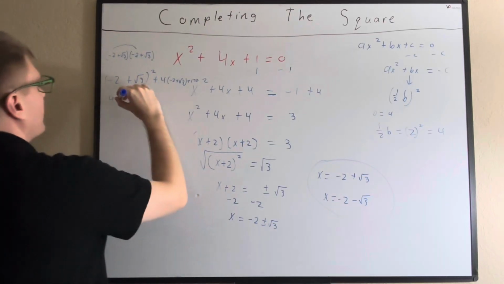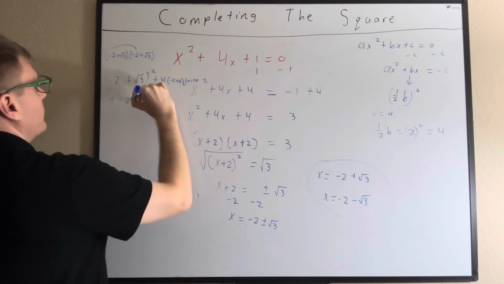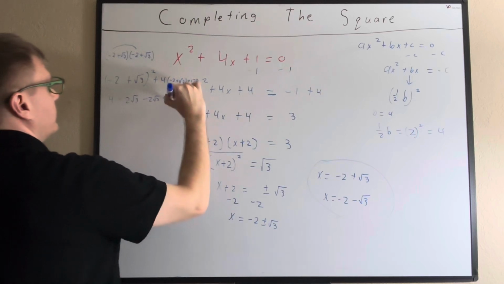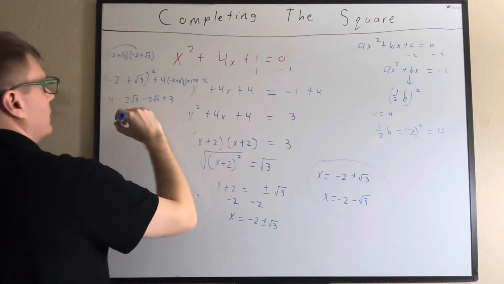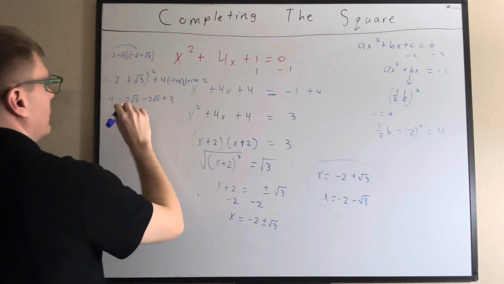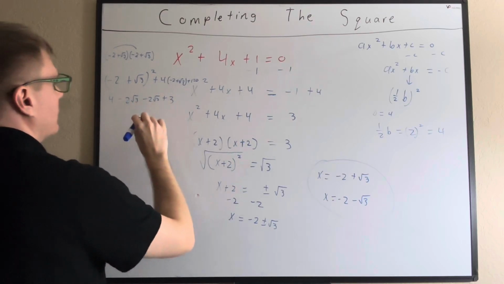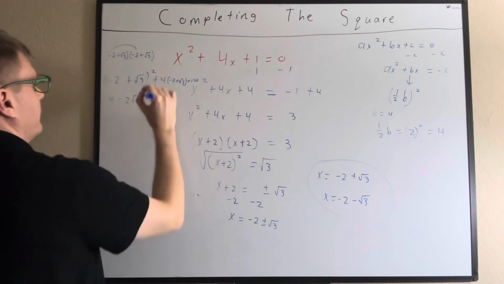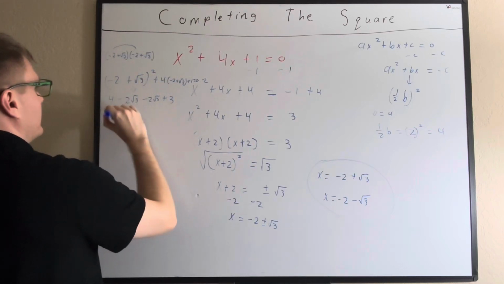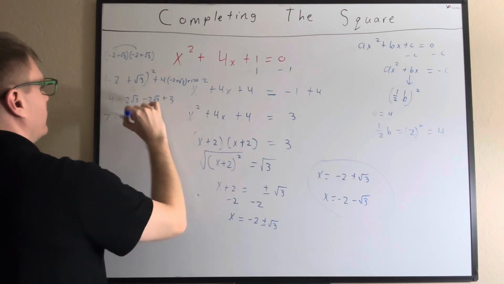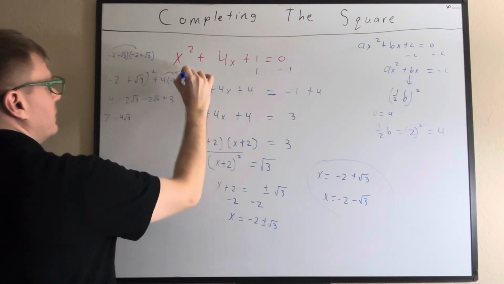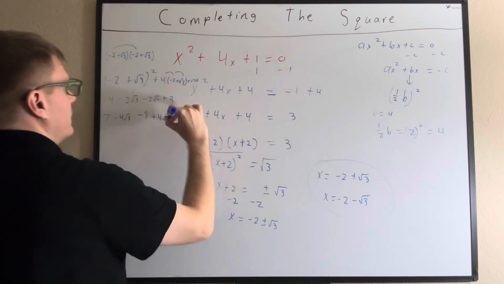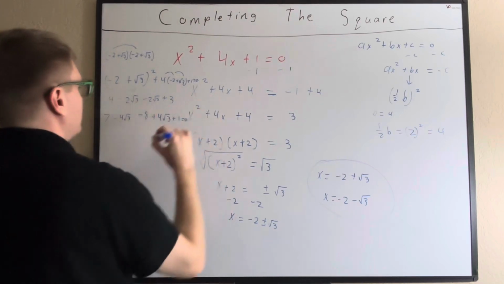Negative 2 times negative 2 is positive 4 minus 2 square root 3 minus 2 square root 3 plus 3, right? Okay. So that's just the first part of that. 4 plus 3 is 7 minus 4 square root 3. Let's distribute this as well. Minus 8 plus 4 square root 3 plus 1 equals 0.